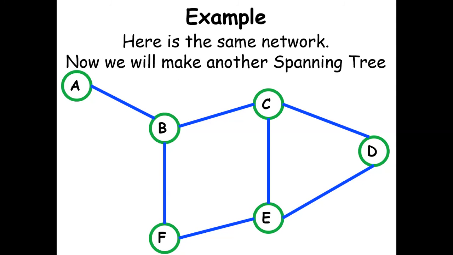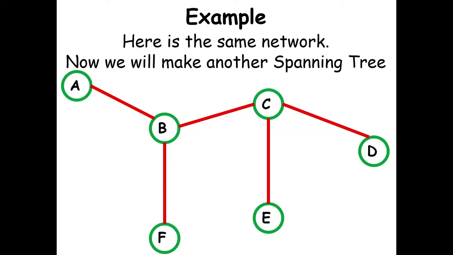Let's have a look at the same network again and see if we can make a different spanning tree. So I'm going to start with that arc between A and B, and then I'm going to add the arc between B and F. Then I'll add B and C and E, and C and D. So that is another spanning tree. With the same network, I've got all of the nodes in the solution, and that is an example of a spanning tree rather than just a tree. So with a network, you could make lots of different spanning trees.